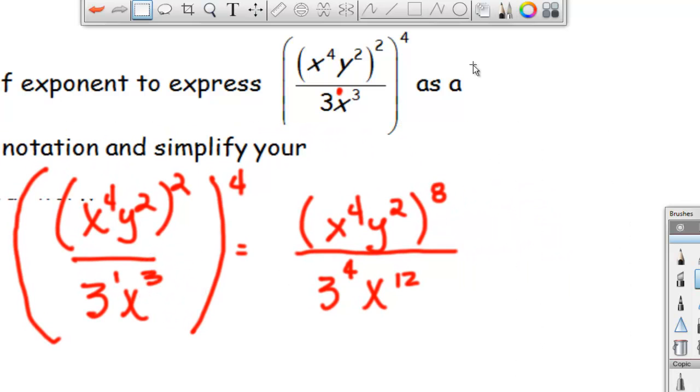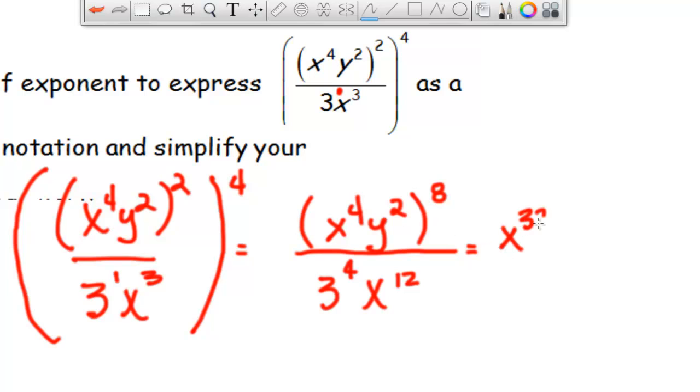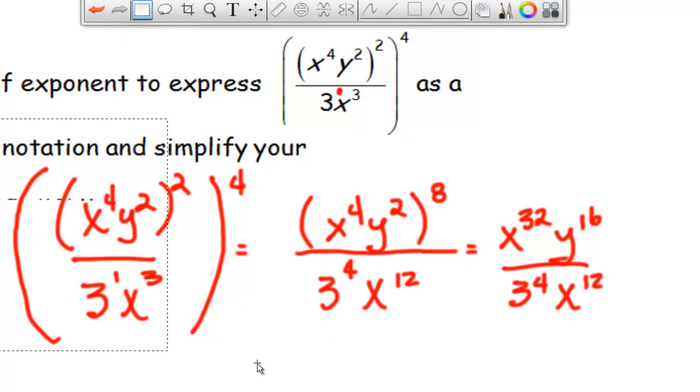Now we have to take care of the parentheses here. Close those brackets. So 8 times 4, that would be x to the 32nd. 8 times 2 would be y to the 16th, divided by, I don't do anything with this 8 down here. This is all done. That 8 only applies onto the parentheses. So this would be 3 to the 4th and x to the 12th. Let's go ahead and move this up a little bit. You still see that okay?